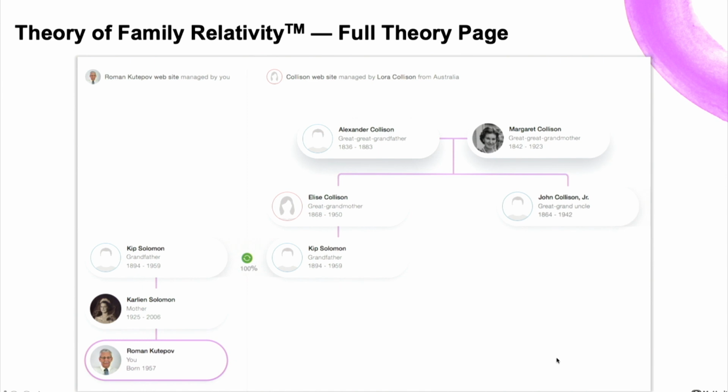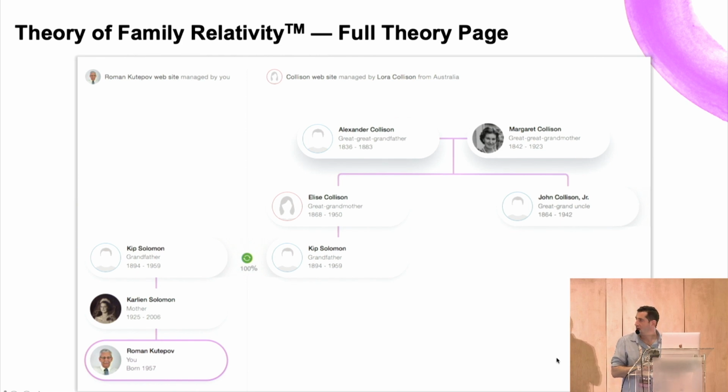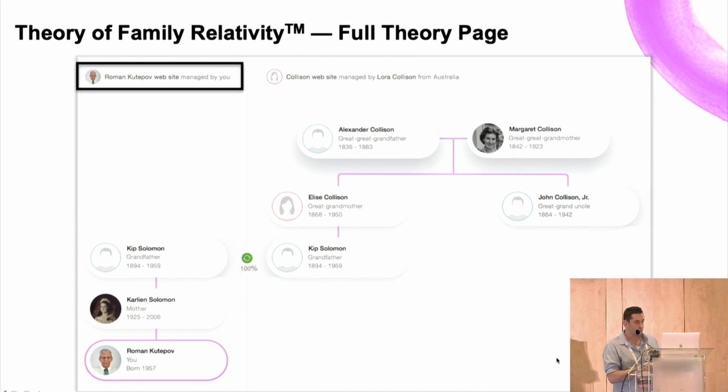So I'm zooming in on the left side of the chart where we start with Roman. This is us. We are logged in as Roman. And we're looking at the theory, how we were able to get to Emilia and say that we're second cousin once removed with Alexander and Margaret as common ancestors. So we can see that we started with Roman's tree.